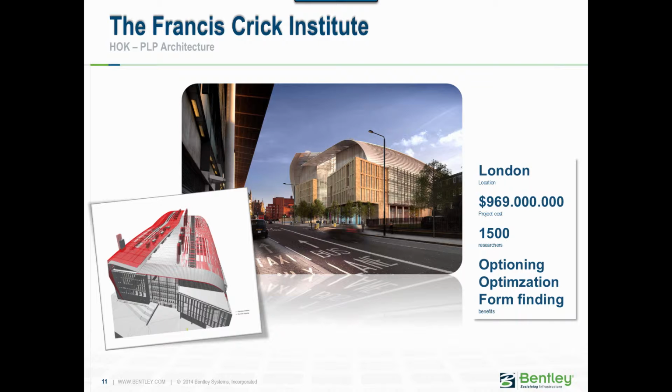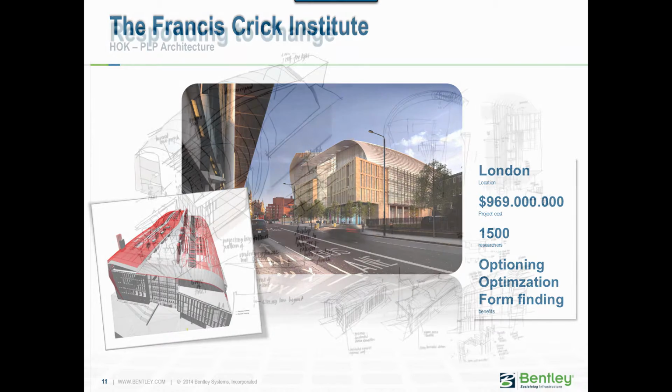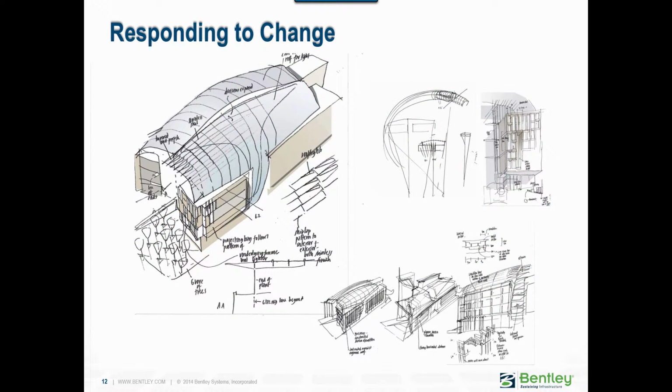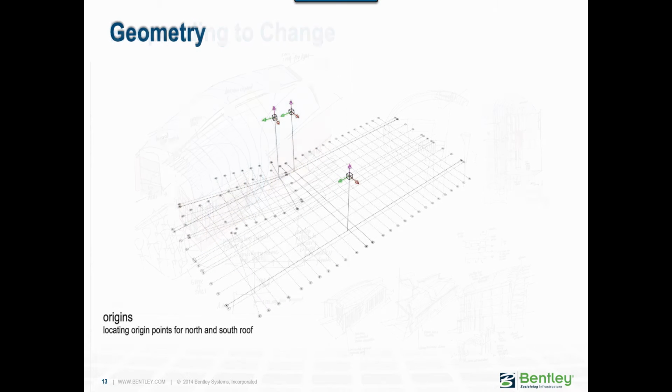Francis Crick Institute is an award-winning building designed by HOK and PLP Architecture. The roof of this building is a doubly curved structure, which is a direct response to the layout of the building blocks it is covering. There are two section profiles of the roof along the north and south blocks of the building. The origin points of the sweep sections have been derived directly from grid intersections.